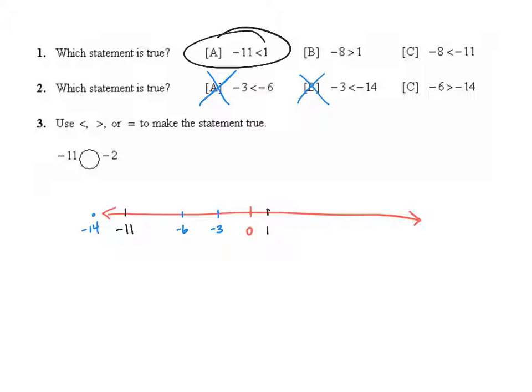And then choice C says comparing negative 6 to negative 14. Negative 6 is to the right of negative 14, so it is greater. Our answer is choice C.